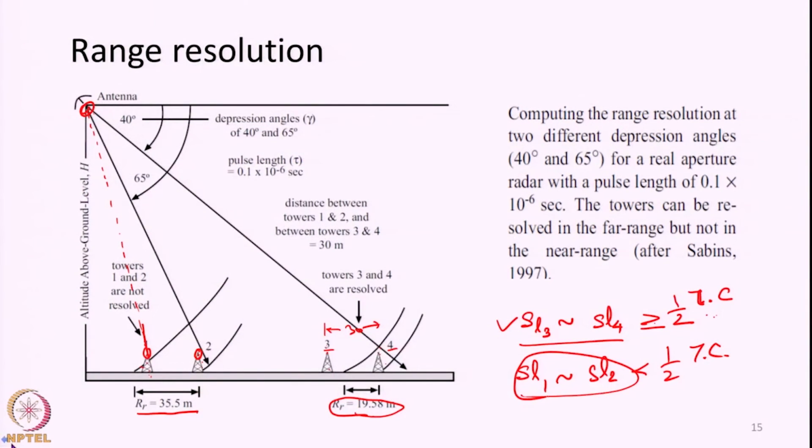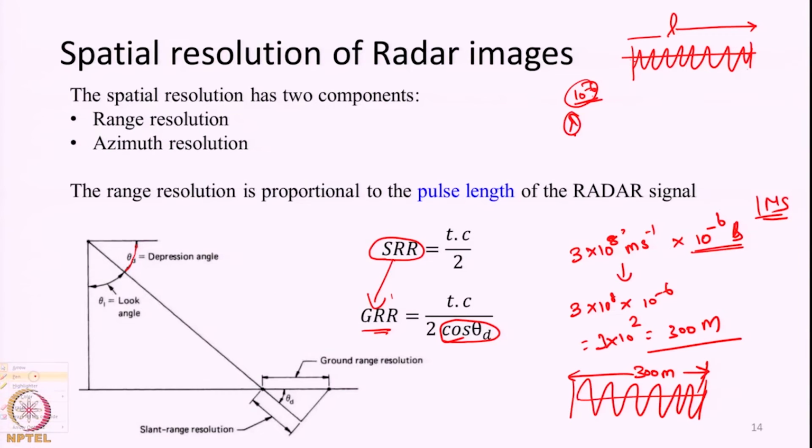That is, if objects are closer to each other, they will most likely be imaged as one single feature. We will quickly see one example. Just remember this equation, tau c by 2 cos theta d, where theta d is the depression angle, in order to convert this slant range resolution to ground range resolution.